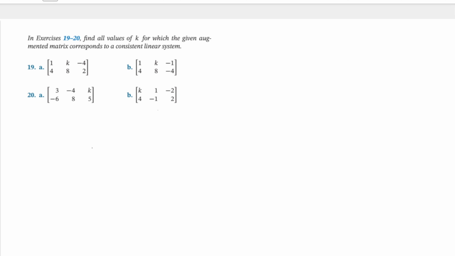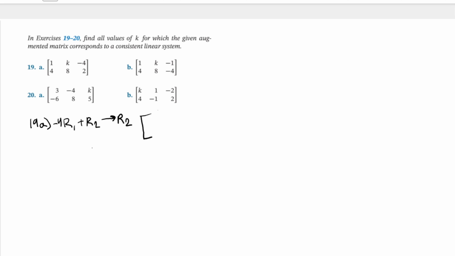Okay, so starting with 19a here, the first thing we want to do is start row reducing. We can see we already have a 1 in this position here, so that's going to be a leading one up there, and we want to get a 0 in the column below that, which in this case has only one entry, a 4. To do that we can say negative 4 times r1 plus r2 becomes the new r2.